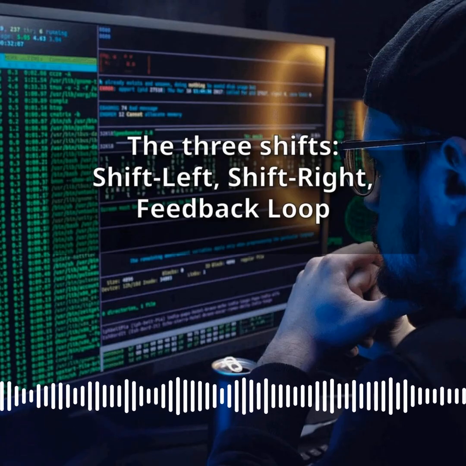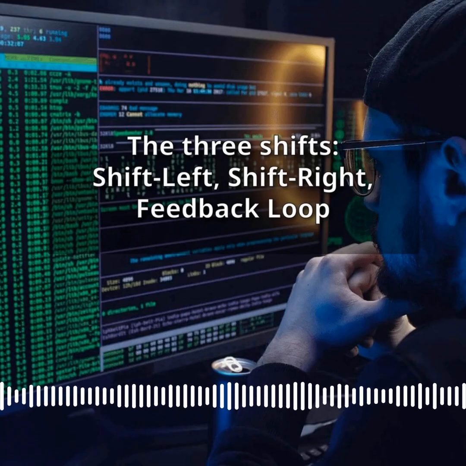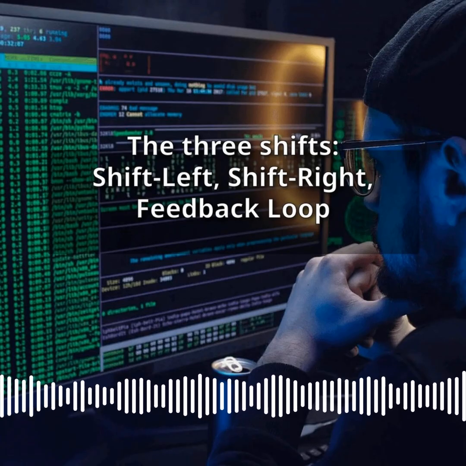Chaos engineering and resilience testing. Some teams go further and deliberately introduce failures into production systems to verify that security and reliability mechanisms respond correctly.